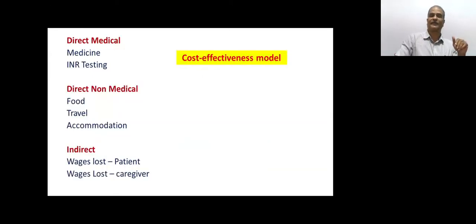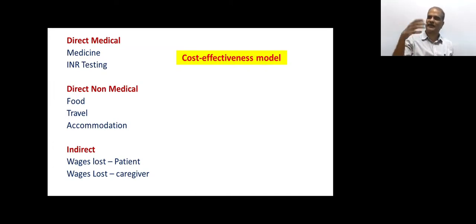So what we have to look at is cost effectiveness. Earlier the newer anticoagulants were very costly, can't afford. Right now, if you are prescribing warfarin or acenocoumarol, you have to look at the direct medical cost, that is the cost of the medicine itself and testing, and the indirect cost, that is that he has to come to the hospital. So he has to travel. He has to eat maybe breakfast, lunch somewhere in Vellore. And if he's coming from far off, he might have to stay in a lodge.